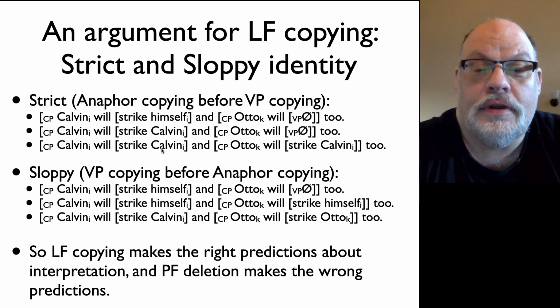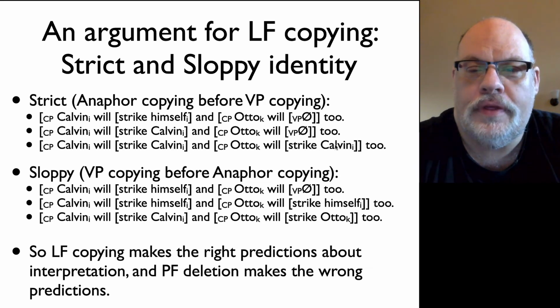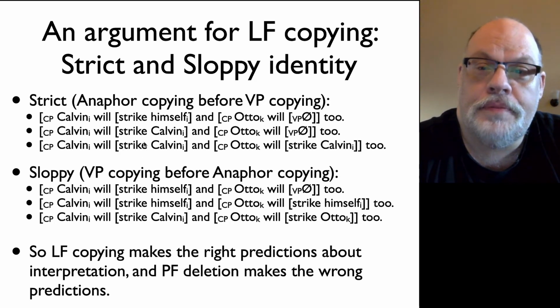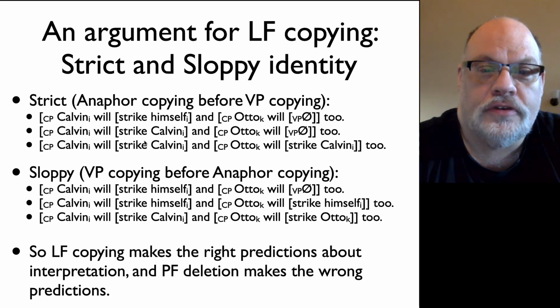Then the second thing we do is verb phrase copying. So now we have Calvin inside of this verb phrase, and when you copy it into the second verb phrase, we're going to copy Calvin with it. So this will get us the interpretation, Otto will strike Calvin. That's the strict interpretation where the anaphor always refers back to Calvin, no matter which clause it appears in. So we can derive the strict interpretation. Remember, the PF deletion hypothesis could not get the strict interpretation.